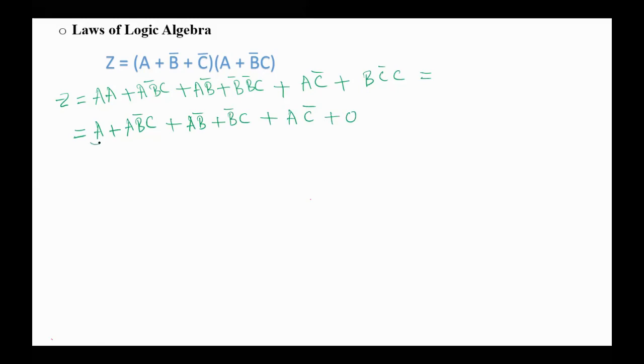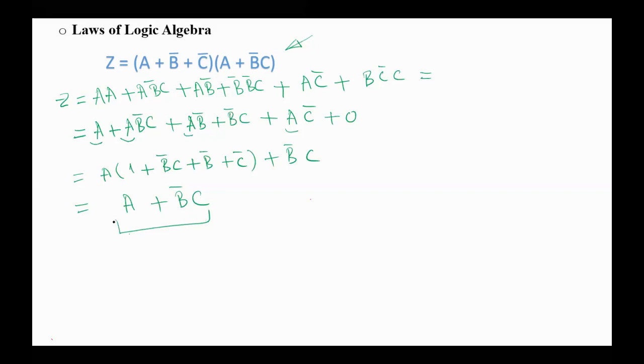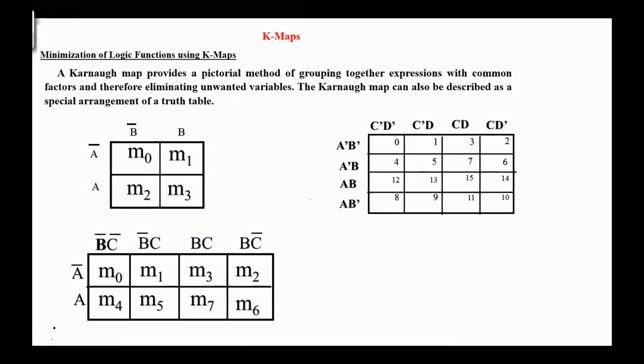Do you see, since we have here A, and here A, and here A, and here A, so this equals A, one, or not B, C, or not B, or not C, or not B, C. A and one, A, or not B, C. As you see, implementing the circuit using this simplified expression is less in cost and complexity than implementing it using this expression. Next, regarding K-maps, a K-map can be described as a special arrangement of a truth table.